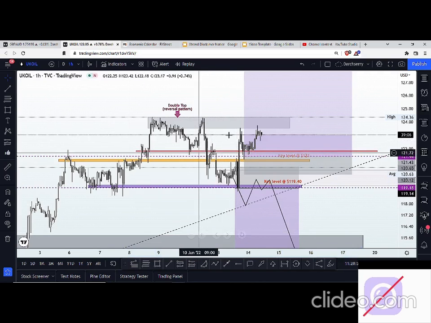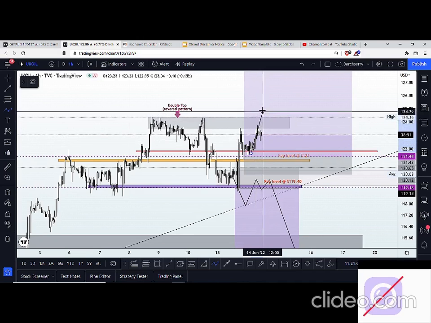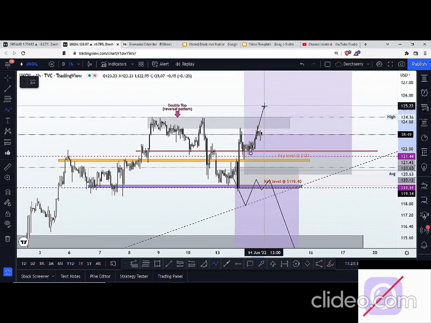So now, what's our expectation going into the New York session on this pair? So the first one is this: a trend continuation, that means the bullish momentum should continue. And if that's going to happen, we want to see price break out of that supply zone at $124 significantly and close above it on a 1 hour time frame.